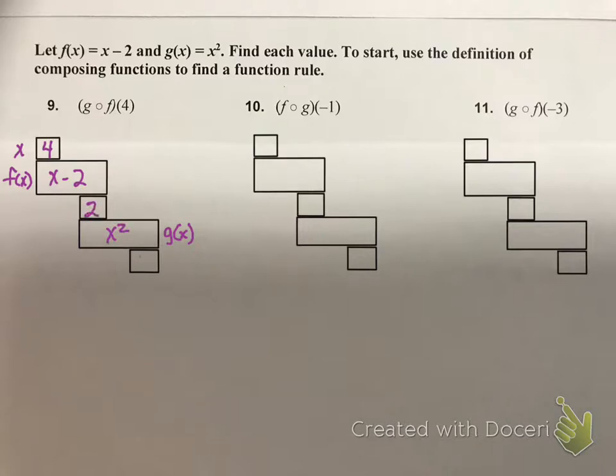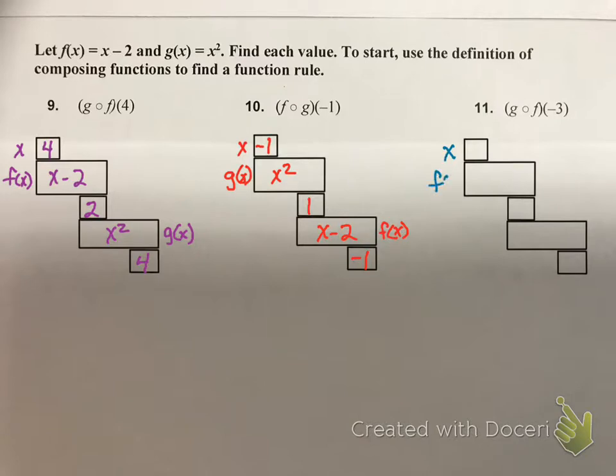So 4 for x gives me 4 minus 2. That gives me 2. 2 squared gives me 4. Number 10 is f of g of negative 1. So it's x, and then g of x, and then f of x. So negative 1 will be my x. My g of x will be x squared. My f of x is x minus 2. So I plug my negative 1 in for x, and I get 1. Put 1 in for x, and I get negative 1.